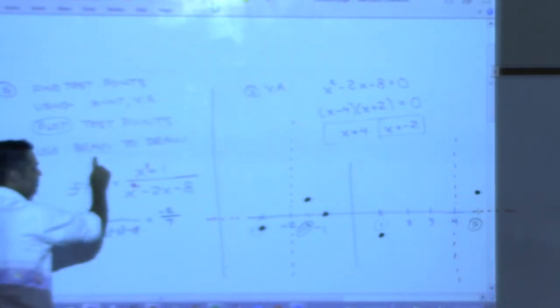All right, we're almost there. We're ready to draw it. We're done. We've plotted these test points. Now we must use our brain, and we must draw this picture. You ready to use your brain? No?